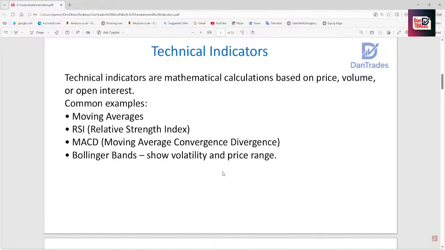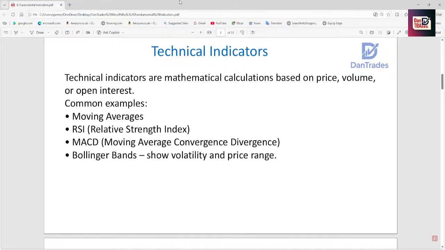Technical indicators are mathematical calculations based on price, volume, or open interest. Simple and short. But how can we understand them deeper? We have the moving average, it's a type of indicator. We have the RSI, it's a type of indicator. We have the MACD, it's a type of indicator. And we have the Bollinger Bands, it's also a type of indicator.